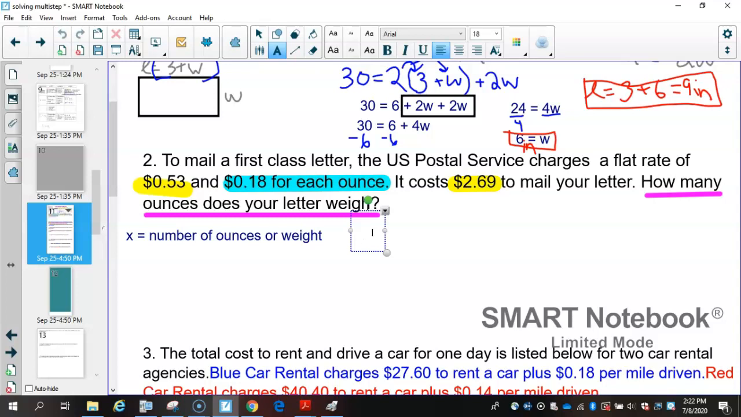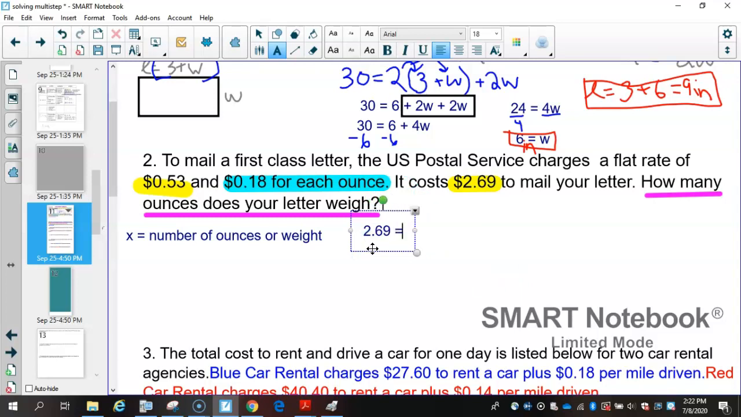We have to think about different things here. So it costs $2.69 to mail your letter. That's total, altogether. It doesn't say those words, but you kind of have to take that from context. It wouldn't say something if it was just for a certain thing. But when it doesn't say altogether or total, it still means total or altogether. I know that's confusing. So I can say 269 equals.